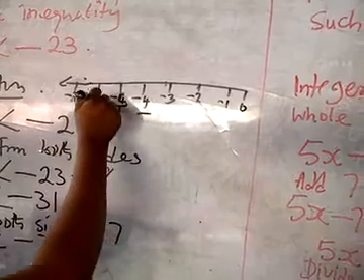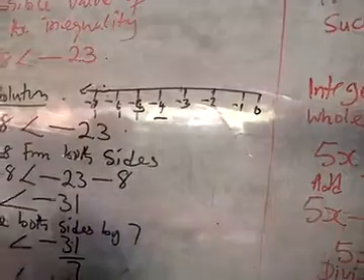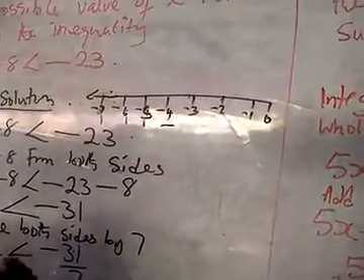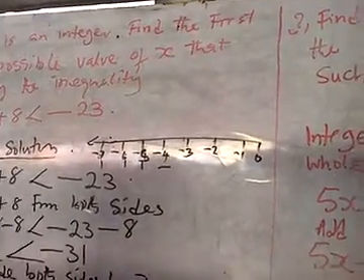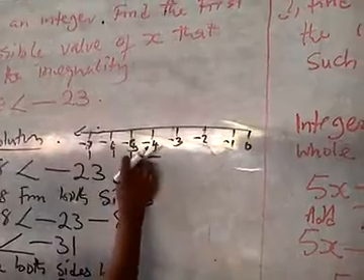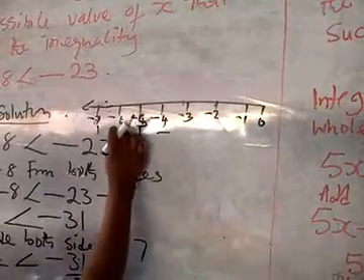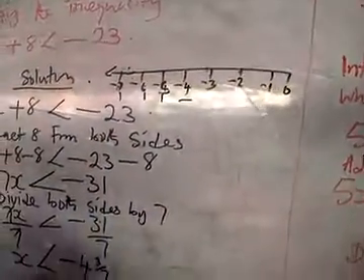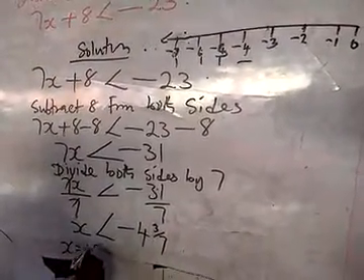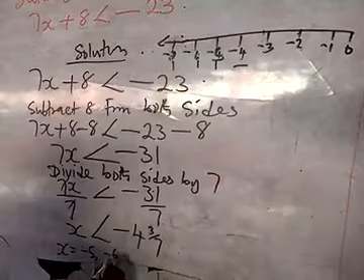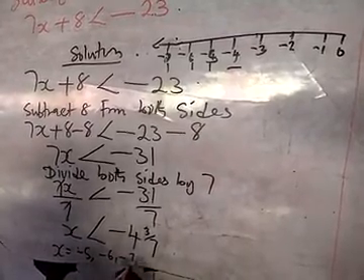Minus 5, minus 6, and minus 7. You are asked to find the first three possible values of x. Now, the first three possible values of x should be minus 5, minus 6, and minus 7.